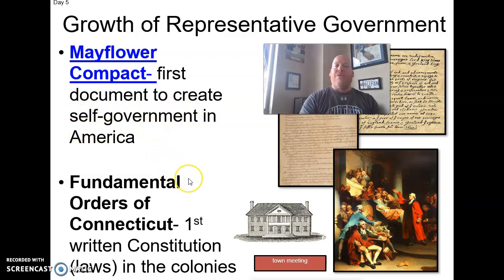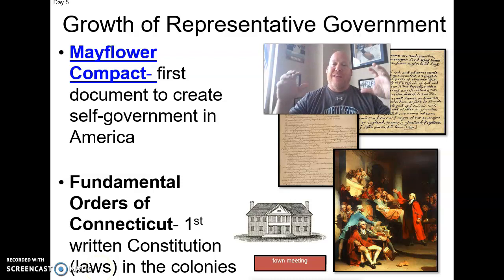All right, another one that we have talked about, we mentioned this in the New England colonies with Connecticut, was the Fundamental Orders of Connecticut. Now, the Fundamental Orders of Connecticut, what you need to put beside that is the first written constitution in the colonies. And what a constitution basically is are the laws.